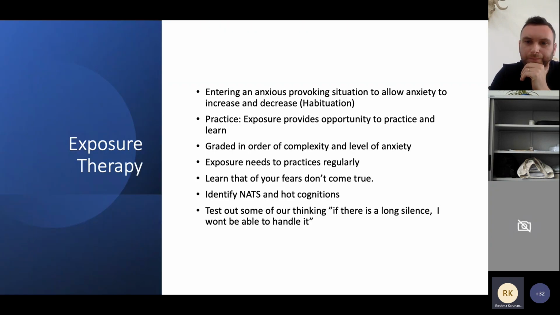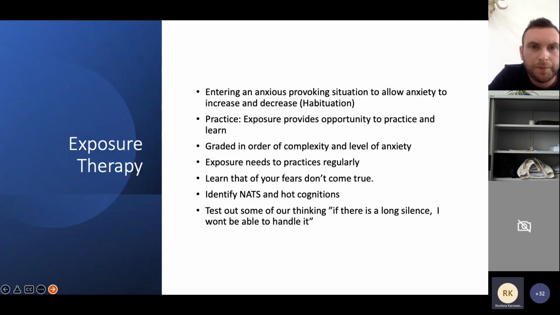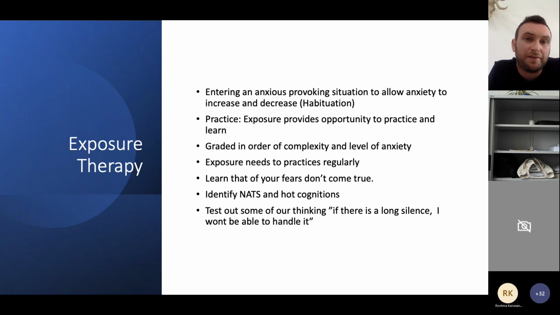Okay, so exposure. Sorry, I'm going to skip the slide here. Exposure, okay. So exposure therapy is entering an anxiety-provoking situation to allow anxiety to increase and decrease. Habituation, okay? So the person enters a situation, they're aware that their anxiety is going to go up, they're aware that anxiety isn't going to last forever, and they're aware that anxiety will go down by itself, okay? Practice. Practice exposure provides opportunity to practice and learn.